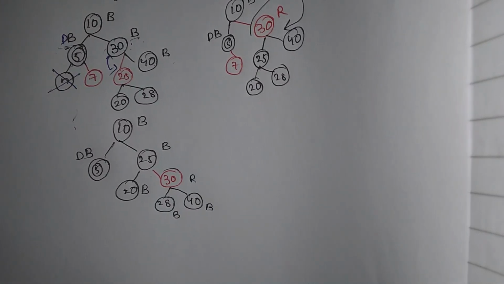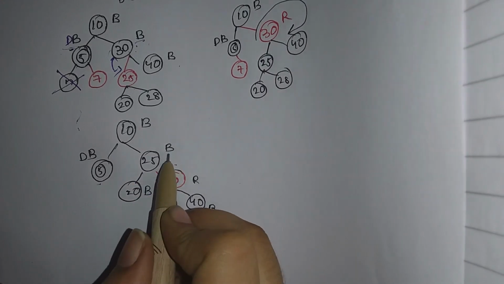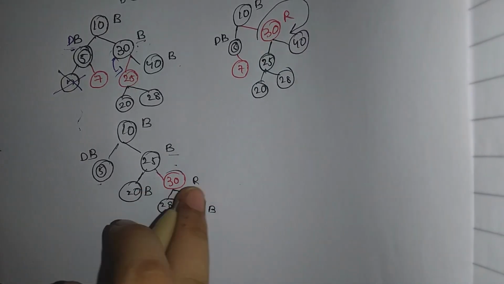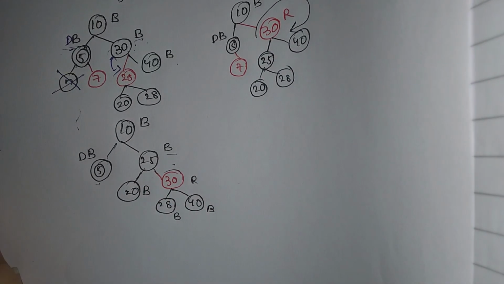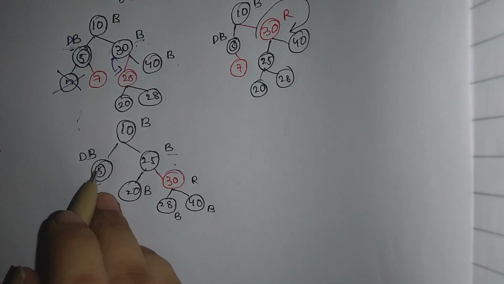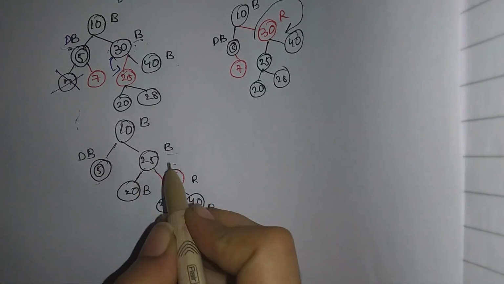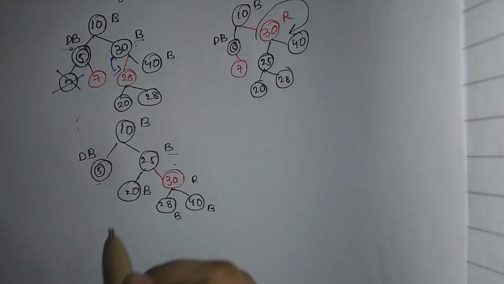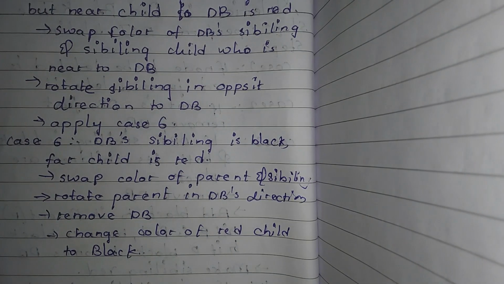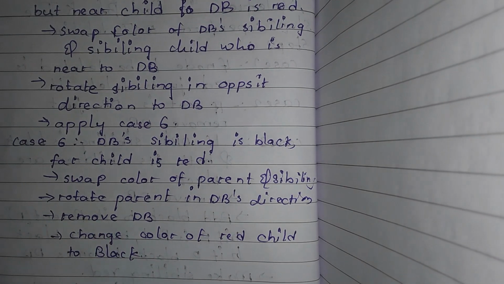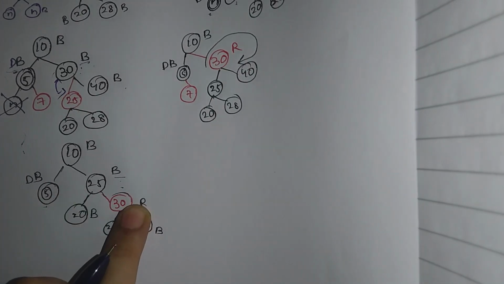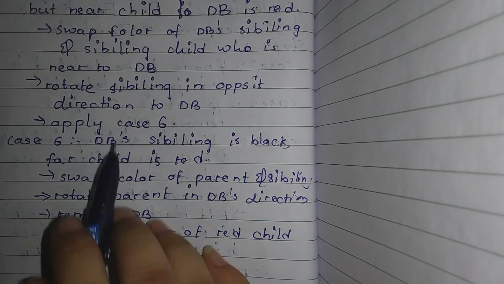Now DB's sibling is black, and one of its children is red, not both children black or both children red. One of the children is red. DB's far away sibling child is red. Now we consider case 6. DB's sibling is black and DB's far away child is red. So DB's sibling is black and the far child is red.